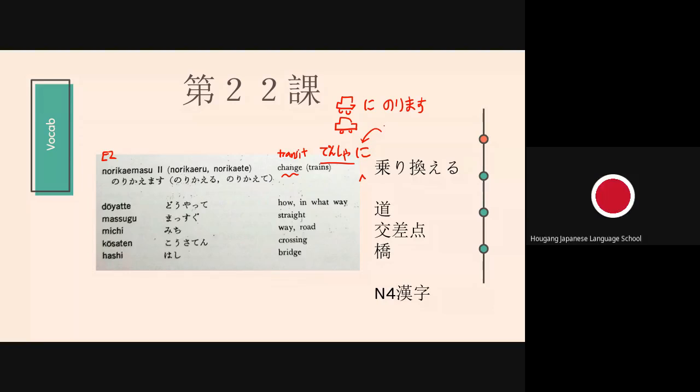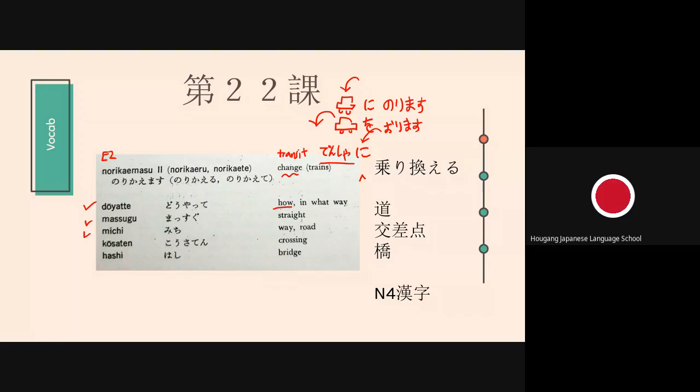And the particle must be? O. Okay, you get in, you use ni, you get out, you use o. Just like enter the room, hairimasu and demasu are also like that. Very good. Doyatte is how. You probably learned that before already. Masugu, straight. Masugu ikimasu. Go straight.